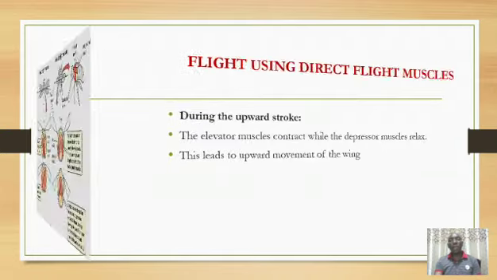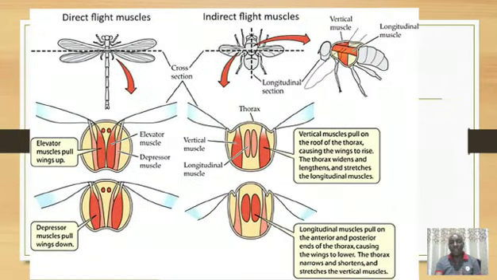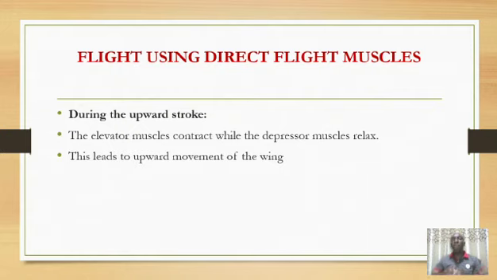Now, because we are looking at flight using direct flight muscles, these wings must be moved up and down, up and down, up, down. So when they are moved up, that is upstroke. Moved down, downstroke. So when we are talking about flight using direct flight muscles, it occurs in two phases, the upstroke and downstroke. Now what happens to bring about the upstroke?